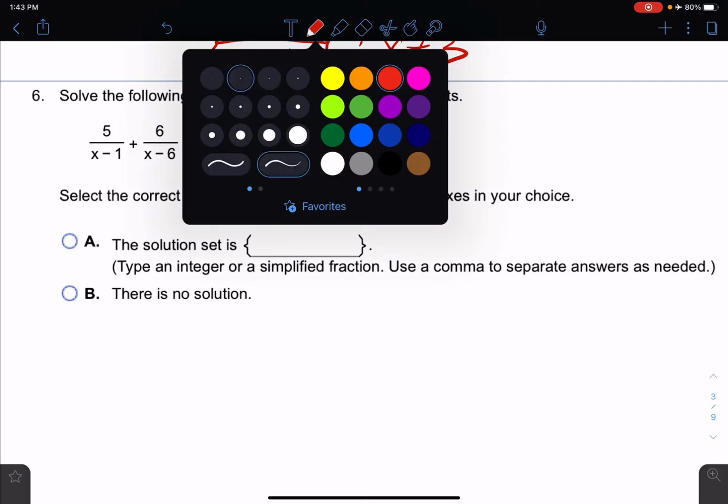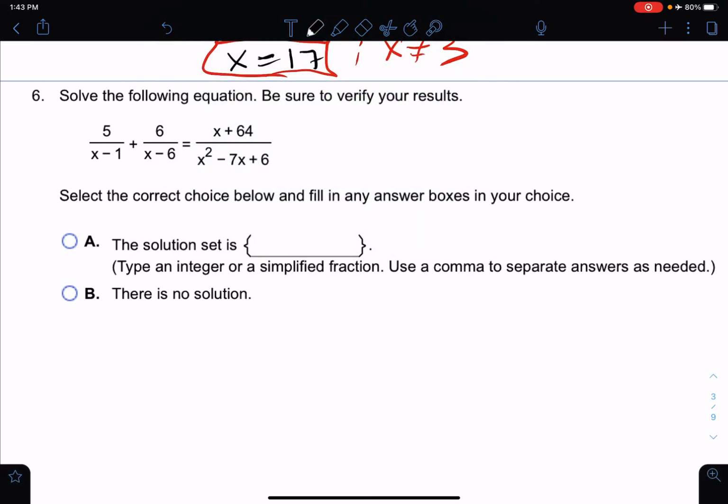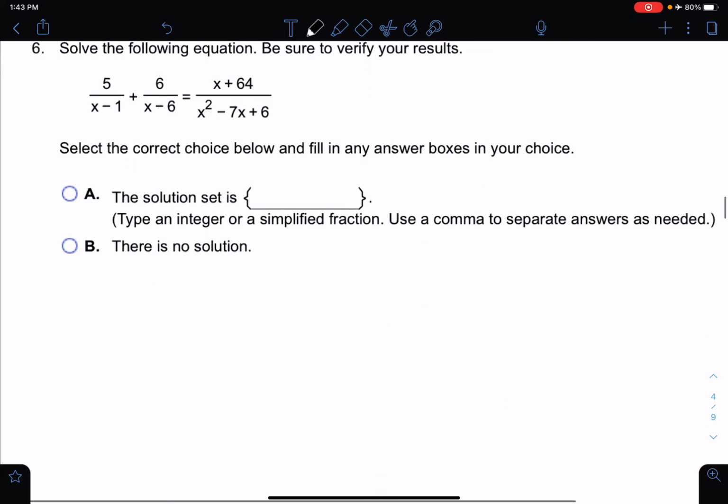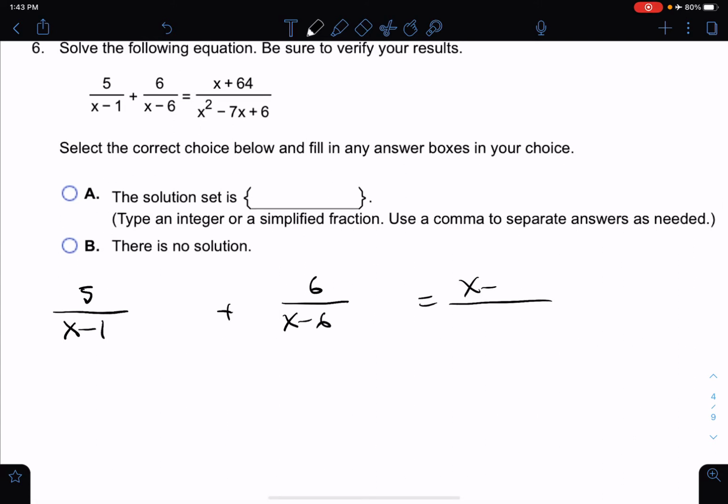Boy, look at that one. Okay, so now we're starting to get into tougher problems. We've got 3 rational expressions, and like I said, some factoring involved. Not to scare us off, we can do this. So we write down the problem as 5 over x minus 1, plus, giving myself some space to operate, 6 over x minus 6, and this whole thing equals x plus 64 over x squared minus 7x plus 6.